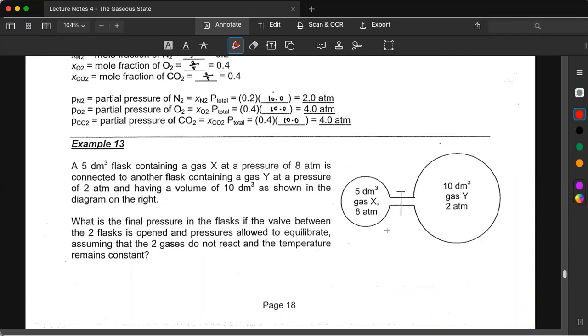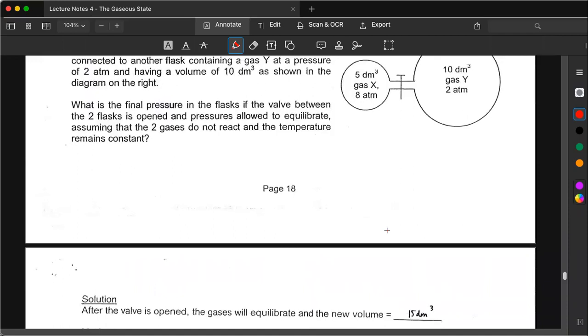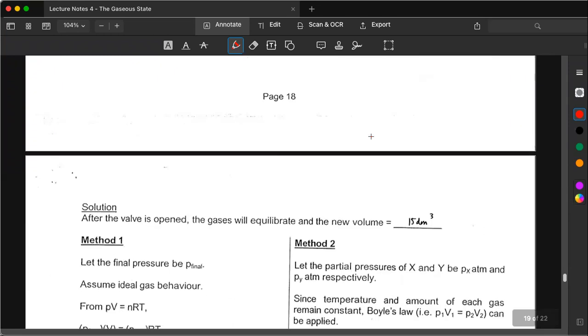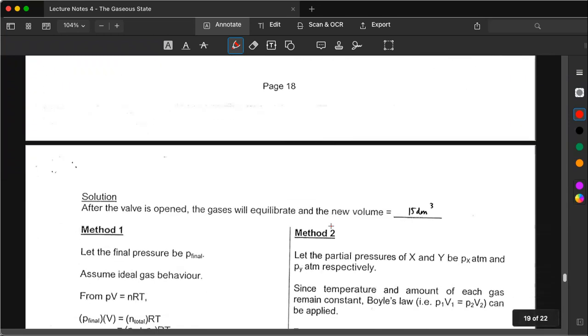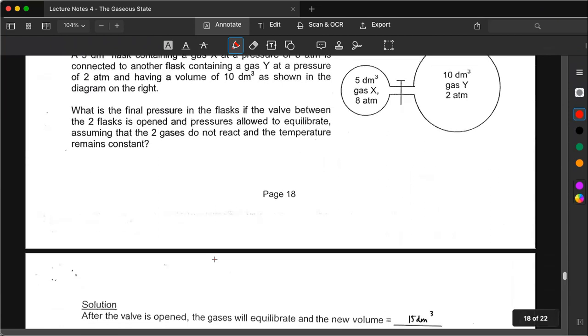Okay, you need to understand that when you release the valve, the total volume now will be 5 plus 10, because before that, they are separated, 5 and 10 dm³ respectively. So when you release the valve, you have to total out the volume to be 15. So let's look at the first method on the left. How do we approach this question to find the final pressure?